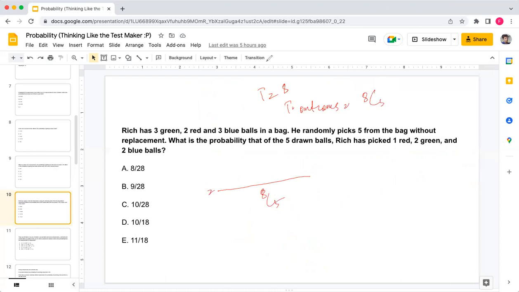Now let's try to see the favorable outcomes. So if I want to pick one red, how can I do that? From 2, I need to pick 1. And I need to pick 2 greens out of 3. That will be 3C2. And I need to pick 2 blues out of 3. That will be 3C2 again. So just proceed further. Again, you will be left with 9/28, which is B. So either you can proceed with this combination or with the probability, you will land up with the right answer.